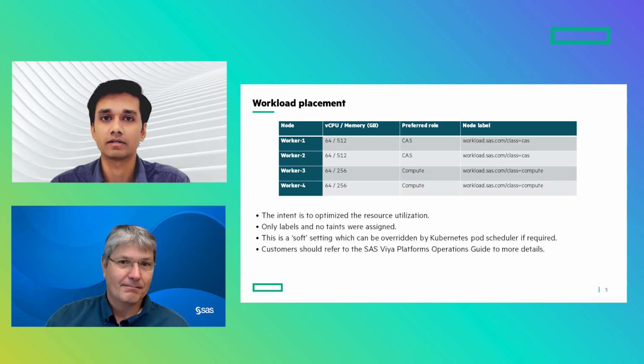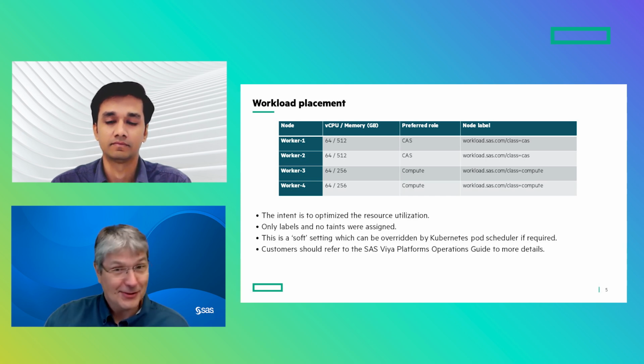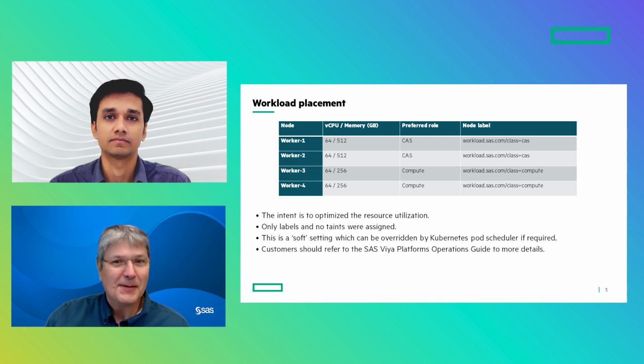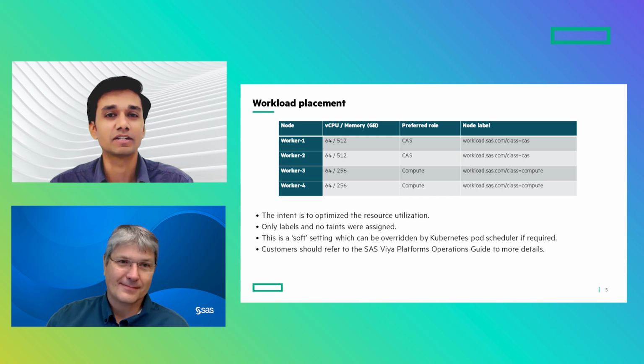Understood. So basically what we're trying to do is to optimize the resource utilization as much as possible on the underlying hardware, right? Yeah, absolutely. I mean, these are super powerful servers and storage, and so it would be a shame to leave them underutilized. Yeah, totally agree.